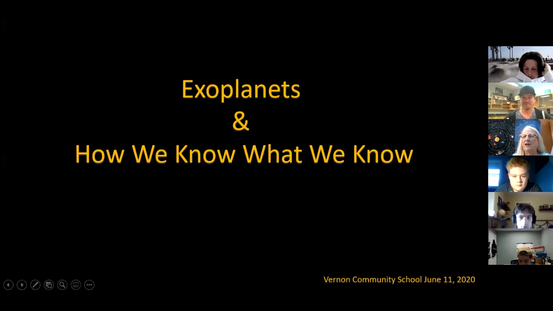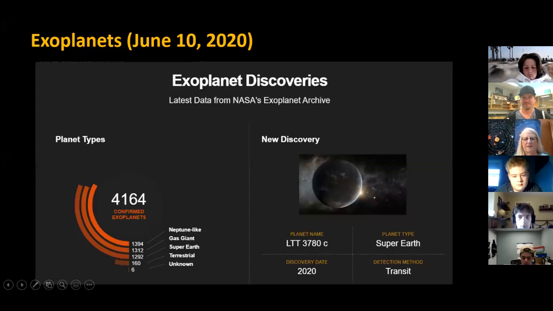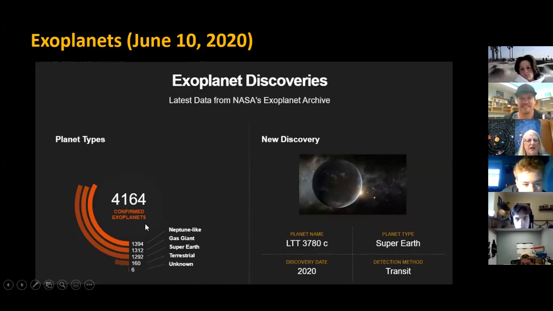So just a bit about exoplanets. Currently, this is data as of yesterday, there are just over 4,000 exoplanets. So these are planets around other stars that we know of.